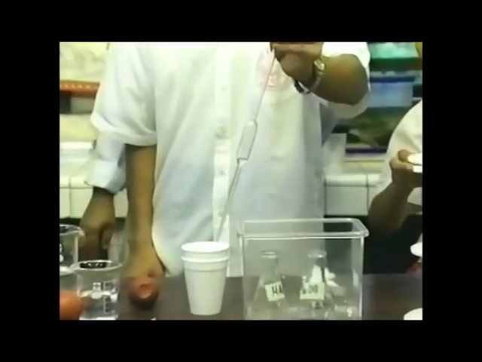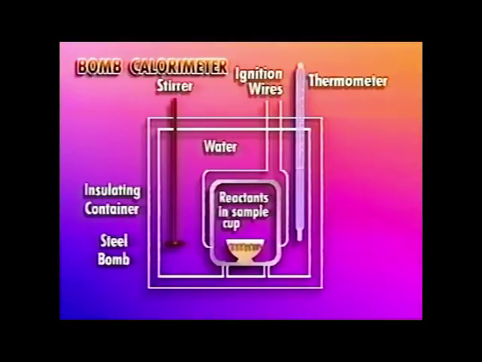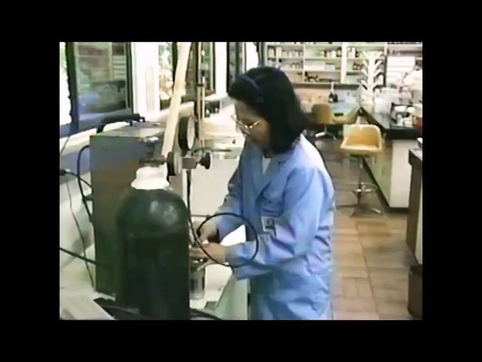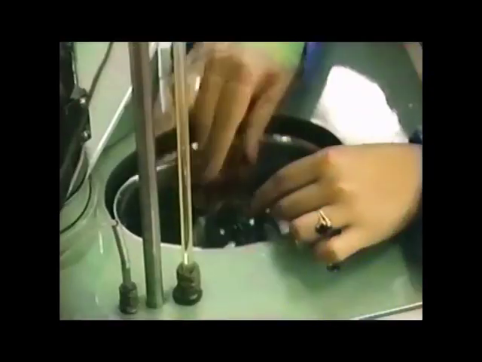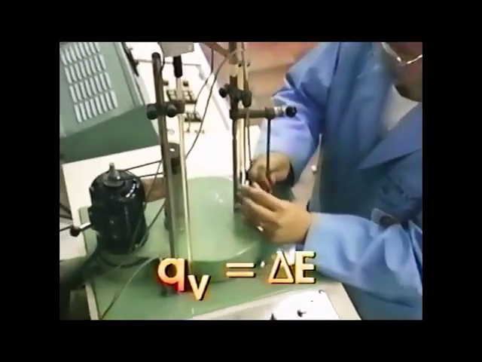In determining the heat of combustion of foods and fuels, a bomb calorimeter is used. The weighed sample is placed in a rigid steel container and ignited. Because the volume of the container is fixed, the measured heat of combustion, Q sub V, is the same as the change in internal energy.